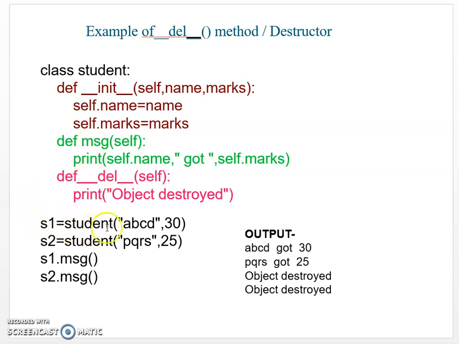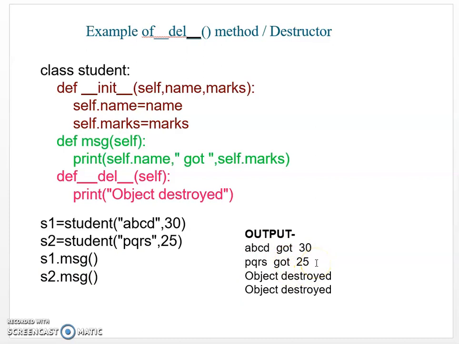S1 equal to Student("ABCD", 30). Whenever I create this object, it will call the init method implicitly, that is the constructor. So S1's name will be initialized as ABCD and marks as 30. Next, S2 equal to Student("PQRS", 25). So S2's name will be initialized as PQRS and marks as 25. Whenever I call the S1.message method, it will call that message method and print "ABCD got 30" on the console. Same for S2.message, it will call the message method and print "PQRS got 25".